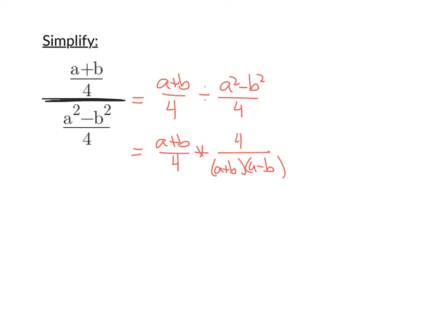Now that everything's factored, we look for common factors between the numerator and the denominator. Obviously that 4 is there, but also so is a plus b, and those cancel as well. After all the canceling is done, I don't see anything left in the numerator, so the only factor that's left is 1. In the denominator, I have a minus b.